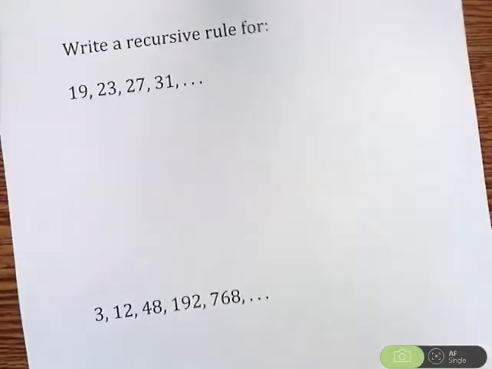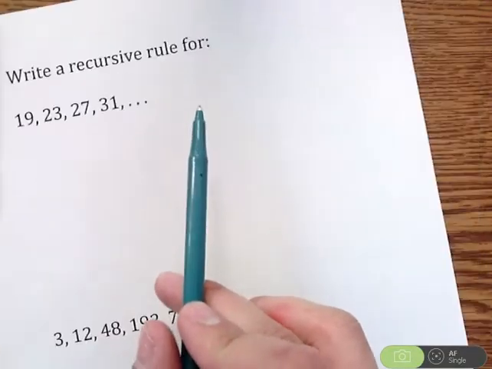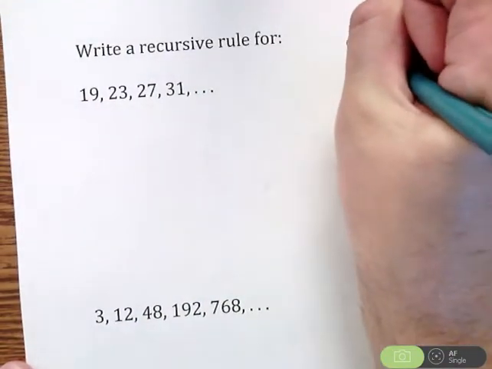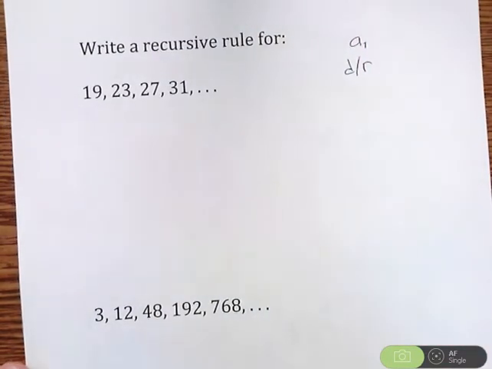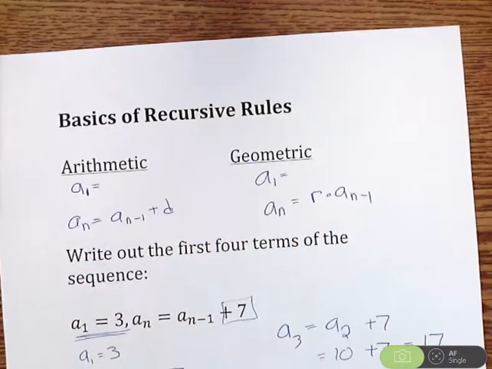One more example that deals with the basics is I'm going to write the recursive rule for 19, 23, 27, 31, this sequence. Again, 2 important things I need. I need to know a1, and then I need to know what d or r is. Depending on d or r, that's how I know which of these 2 sequences or rules I'm going to use.